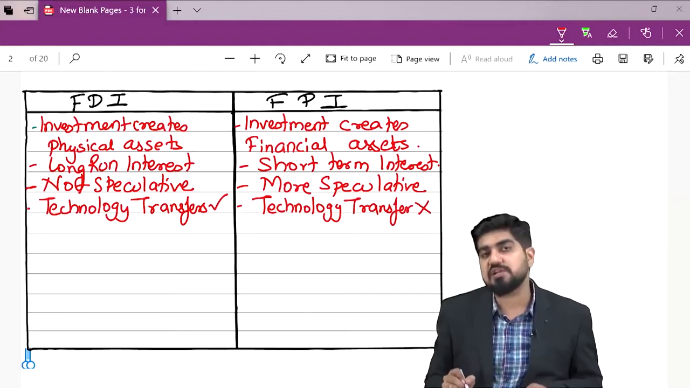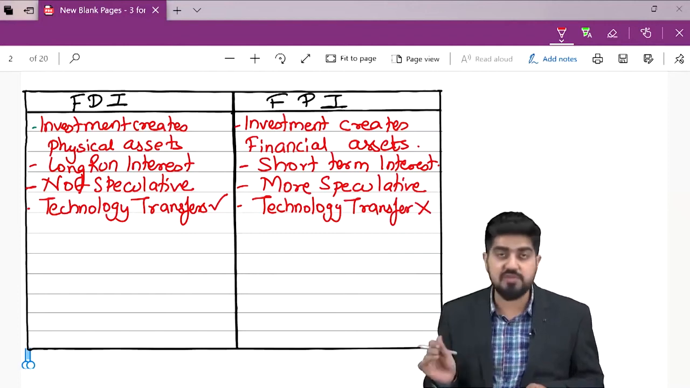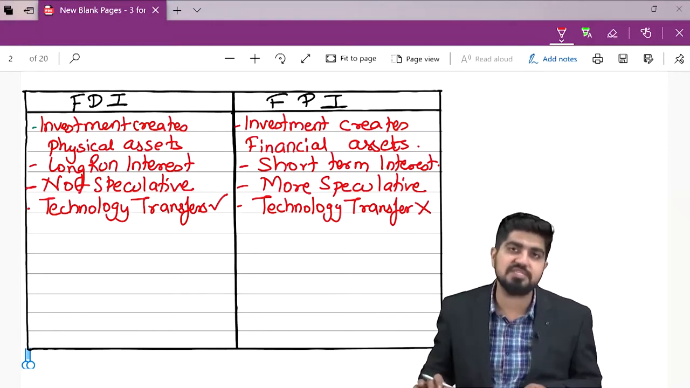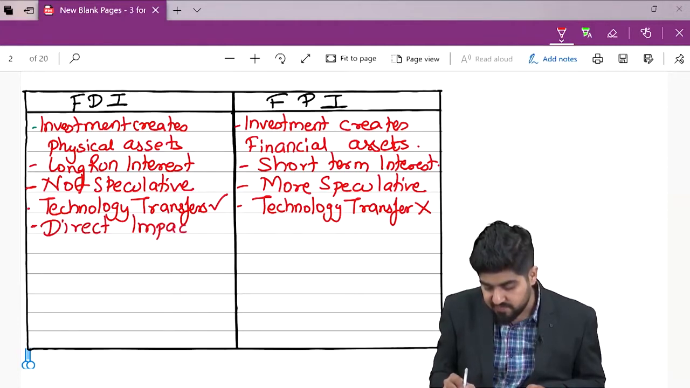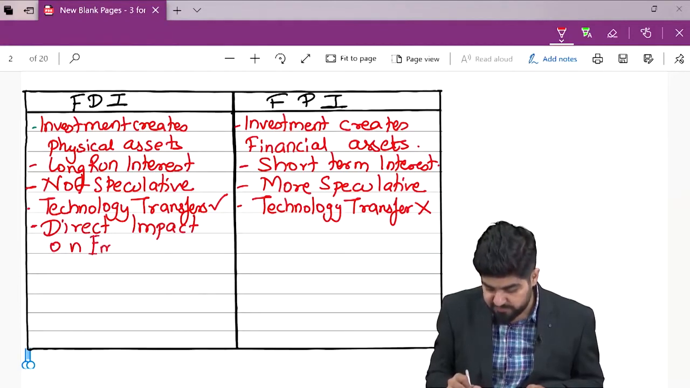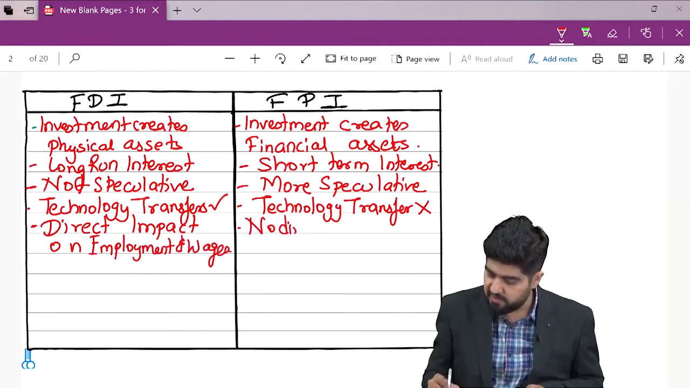Can you tell me which one will create a direct impact on labor as well as wages and which will not create an impact on labor and wages? Yes, FDI will create direct impact on employment and wages, and here we have no direct impact on employment and wages.